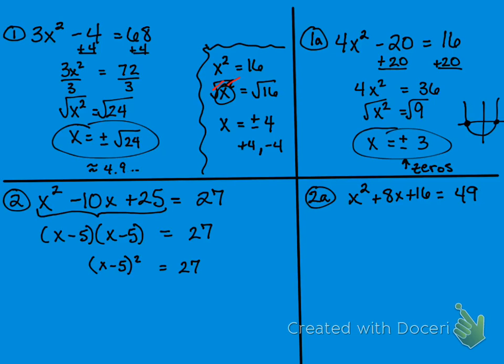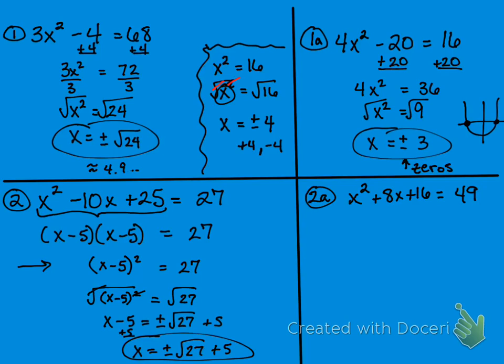At this point, this is where one of your homework problems begins. So what we can do is take the square root of both sides, the square root of 27. That gets my squares to cancel. x minus 5 is equal to positive or negative square root of 27. Then to solve for x, we just need to add 5 to both sides. So x is equal to plus or minus square root of 27 plus 5. And then that one is done. Again, try 2a on your own and see how you do.